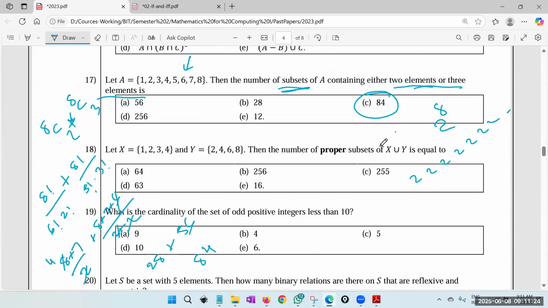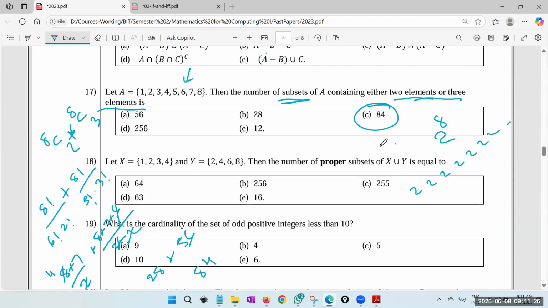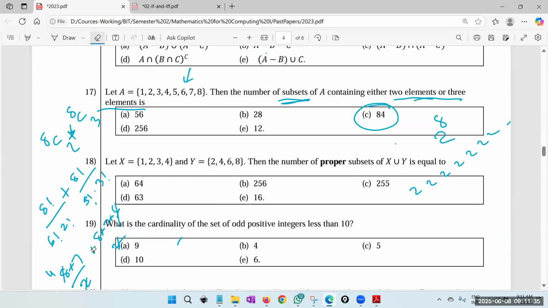Right, question 18. Let X and Y be 2 sets, then the number of proper subsets of X union Y is equal to. Right. First, let's calculate X union Y.